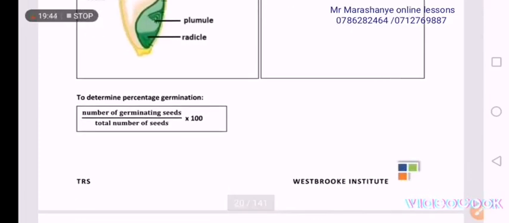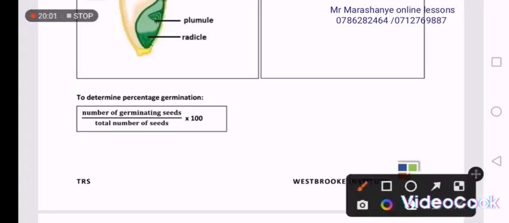How do you determine the percentage of germination? How do you calculate the percentage of germination? You simply say: number of germinating seeds over total number of seeds, times 100.